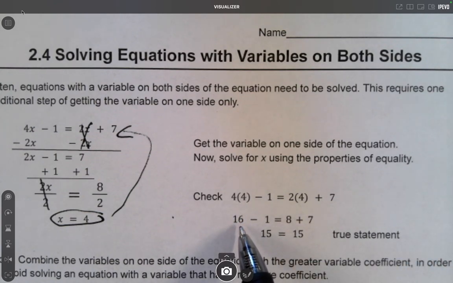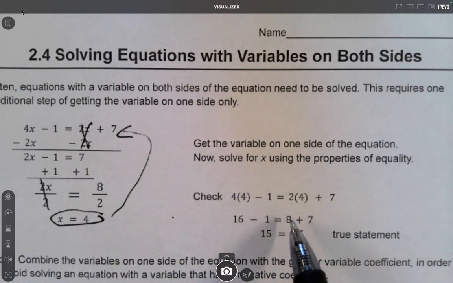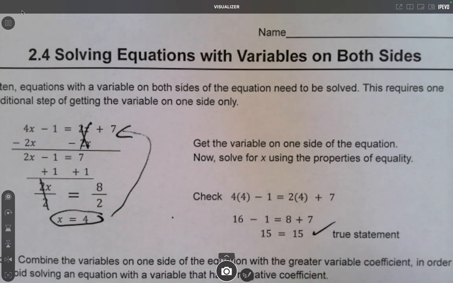4 times 4 is 16. 16 minus 1 is 15. 2 times 4 is 8. 8 plus 7 is 15. So they worked out correctly. So that shows us we did get the right answer when we got x equals 4.